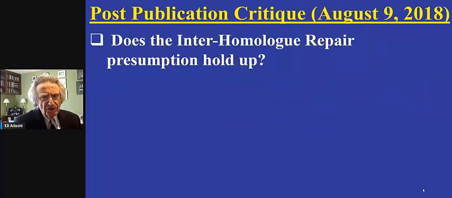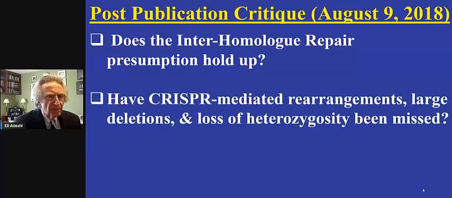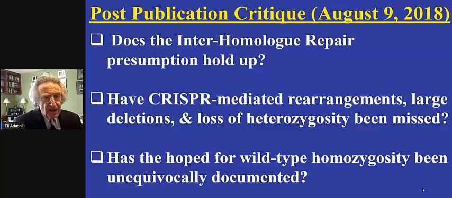Essentially, the critique focused on the questions: does the interhomolog repair, which was claimed, actually hold up? Have CRISPR-mediated rearrangements, large deletions, and loss of heterozygosity been missed by the authors? And has the hoped-for wild-type homozygosity been unequivocally documented? In other words, the paper left us with all kinds of uncertainties which had to be resolved later.